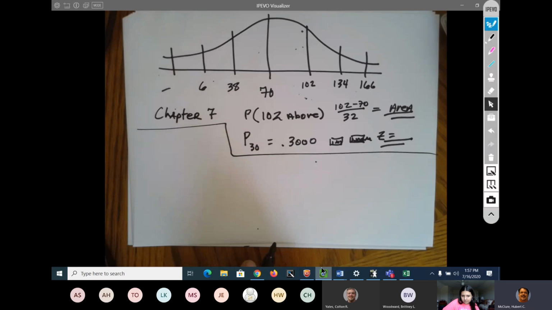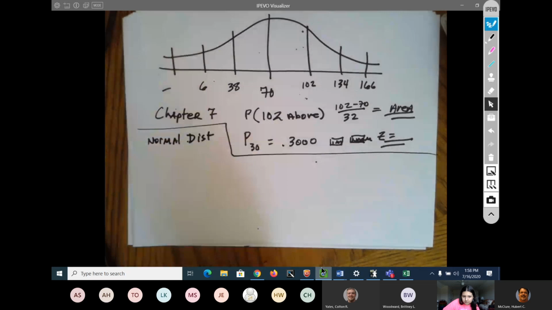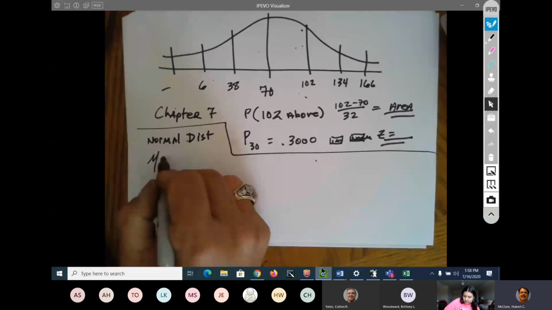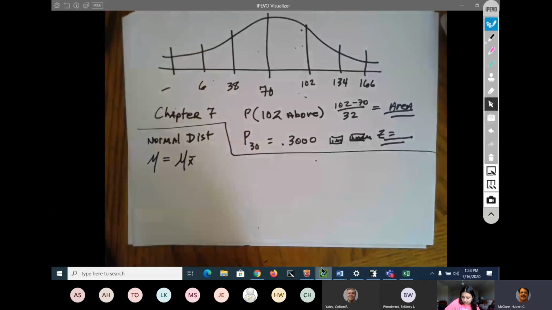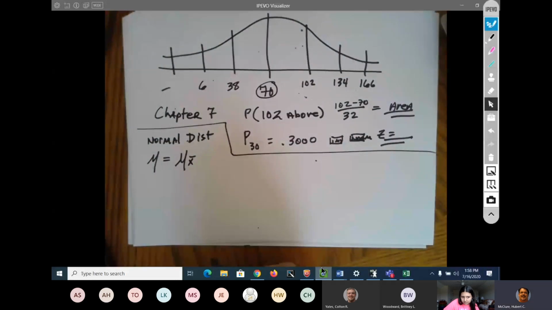Okay, now A, it says, choose the correct description of the shape of the standard distribution. It's approximately normal. And most of these and the ones I give you on the test are going to be normal. The mean usually is going to give you the mean of X bar. In this case, the mean is going to stay 70 because it's a normal distribution. So the mean, mu X bar, is equal to 70.